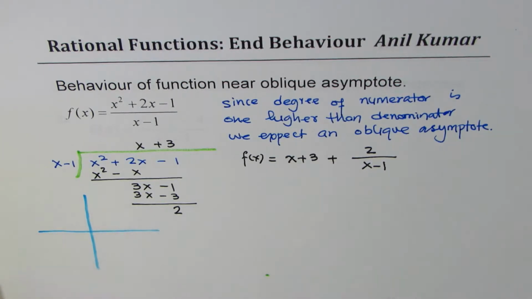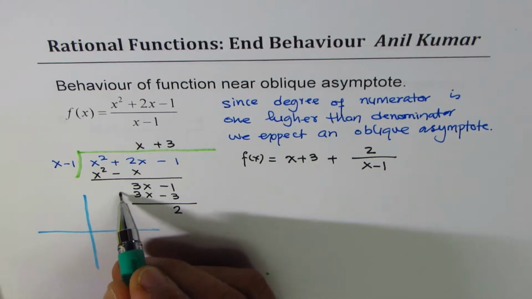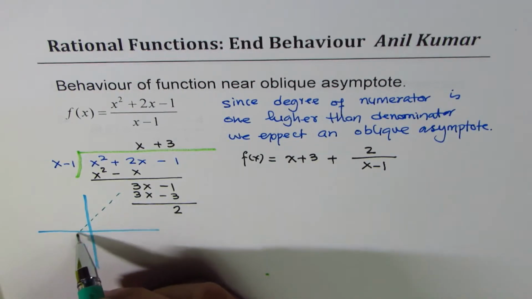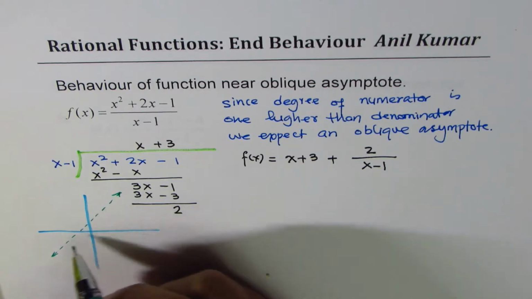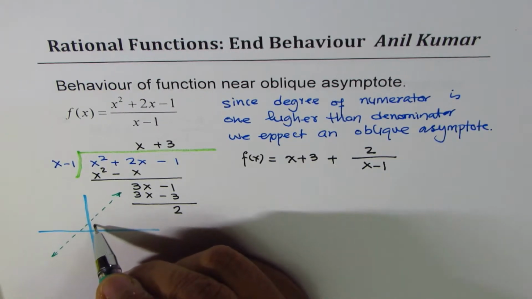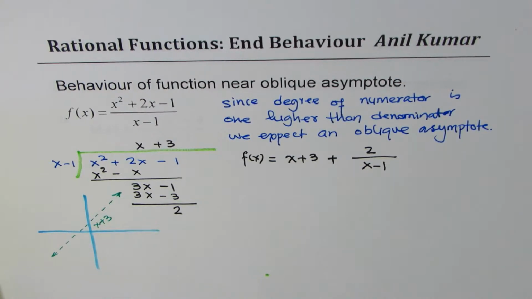Okay, so what we will do here is sketch the graph of the line x plus 3. Slope is 1, y-intercept is 3. So let's say that is the graph of the line, and the line here which I am sketching is x plus 3. So that's the oblique asymptote.